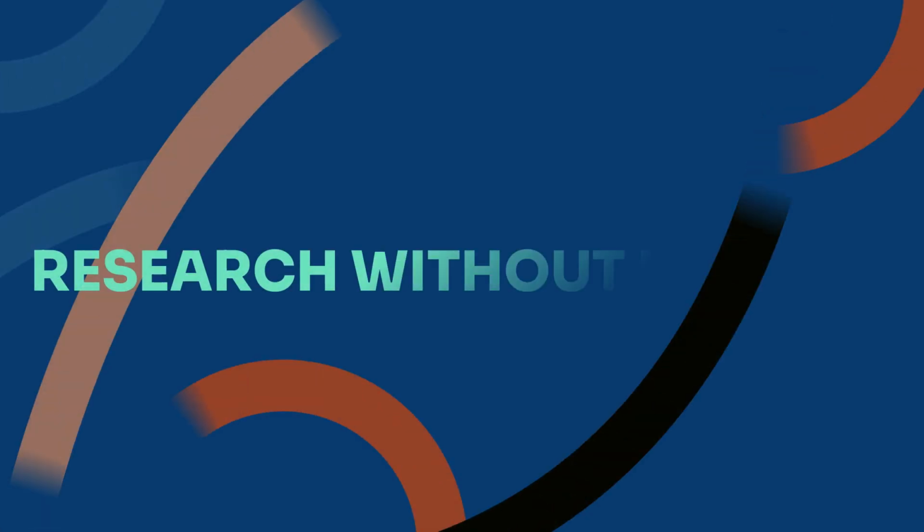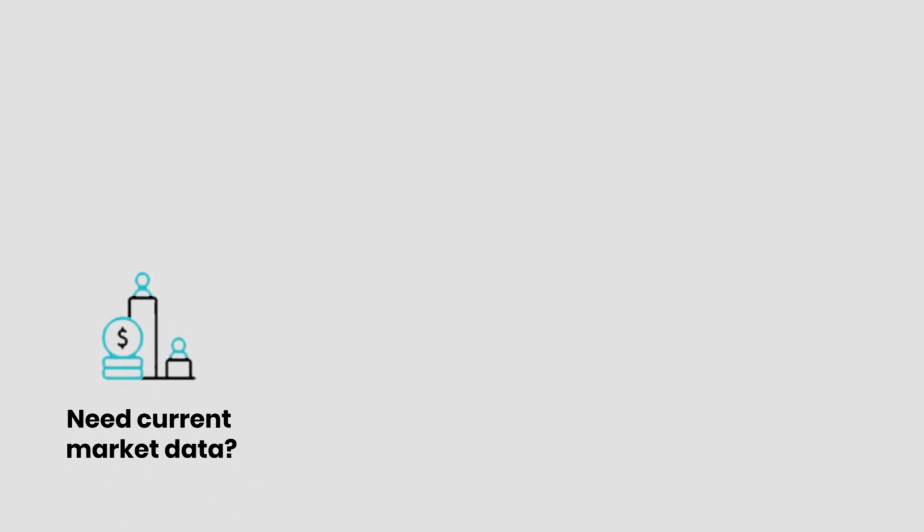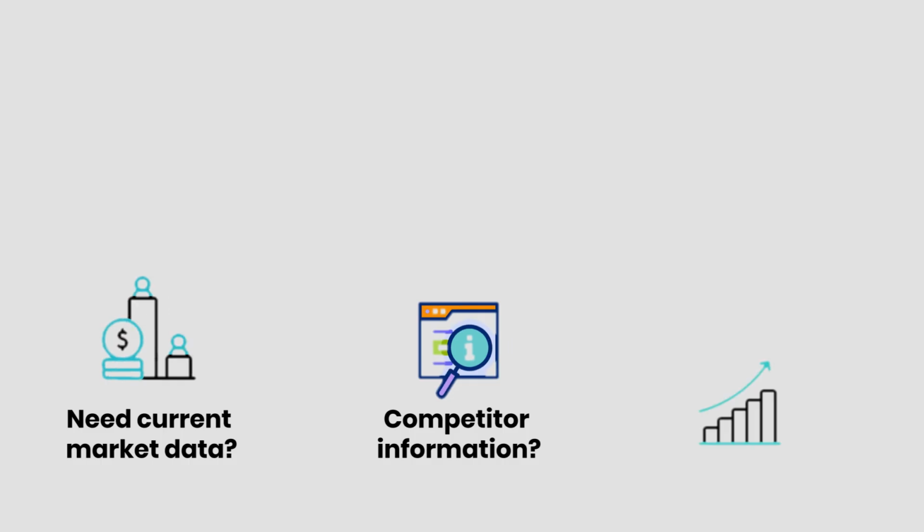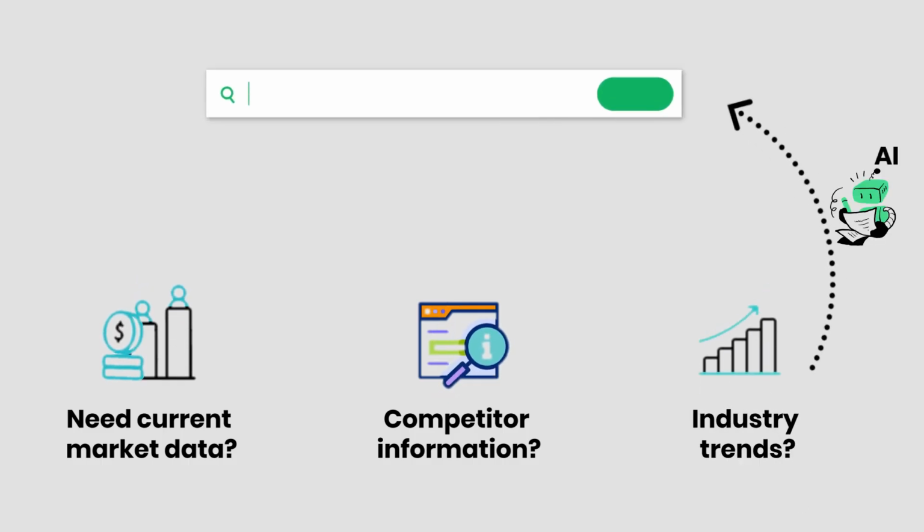Number 3, research without leaving. So, need current market data, competitor information, industry trends. The AI searches the web for you and pulls results directly into your content. No more opening browser tabs, no more manual research. AI does the heavy lifting and integrates findings seamlessly into your writing.